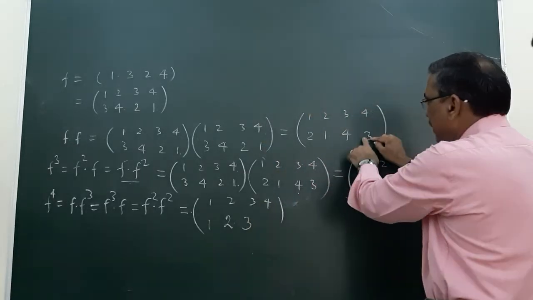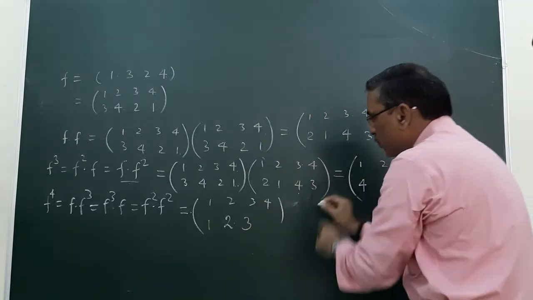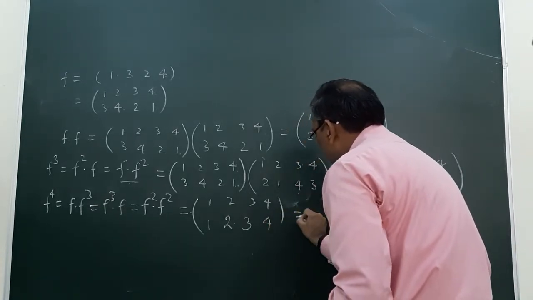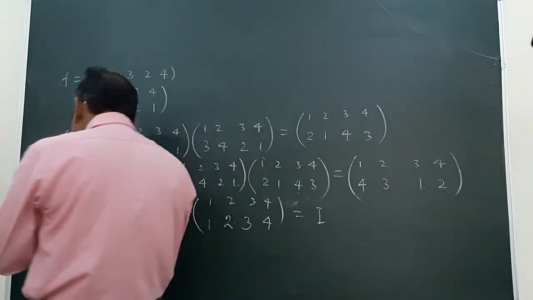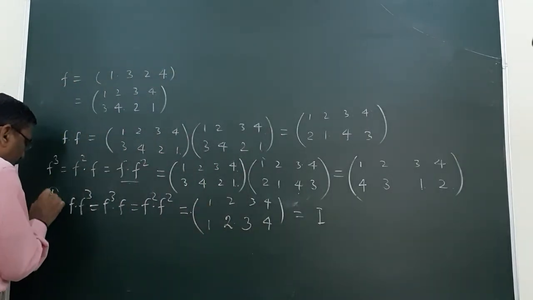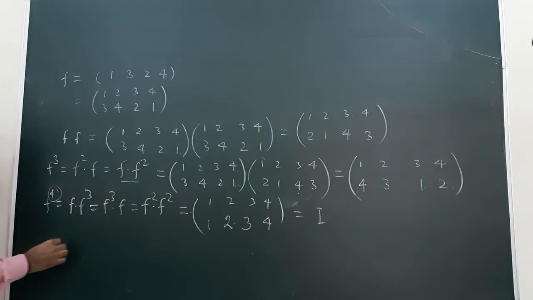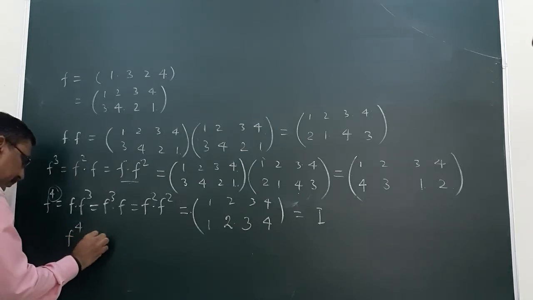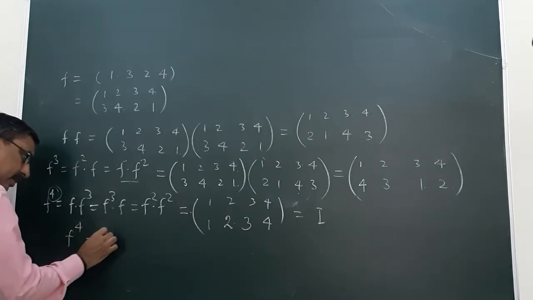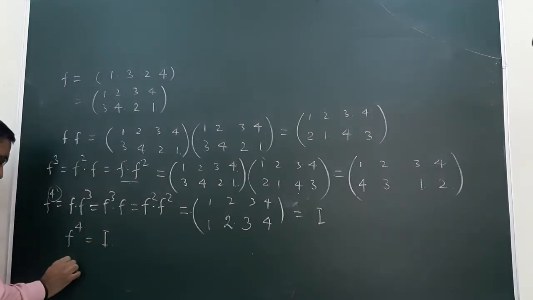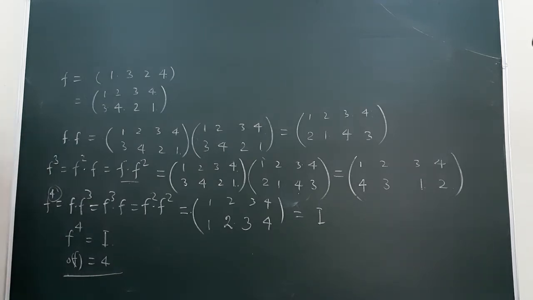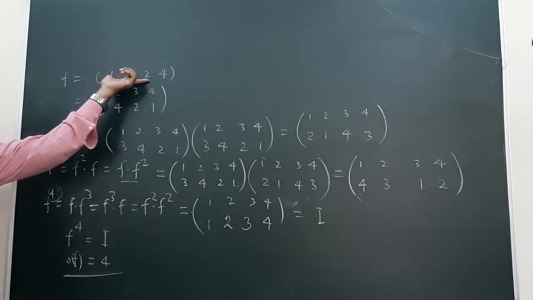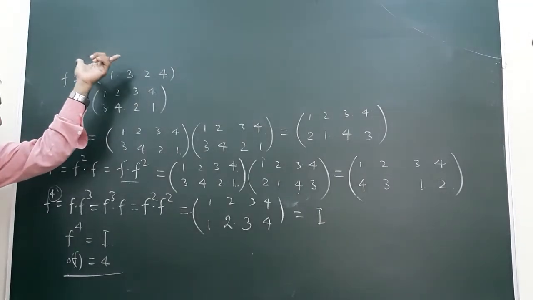Image of 4 is 3 and image of 3 is 4, so it is 4. And we notice here that this is identity. Therefore, the first time identity appears for F is at the fourth power, so the order of this permutation is 4. And we notice here that this is equal to the length of this cycle.